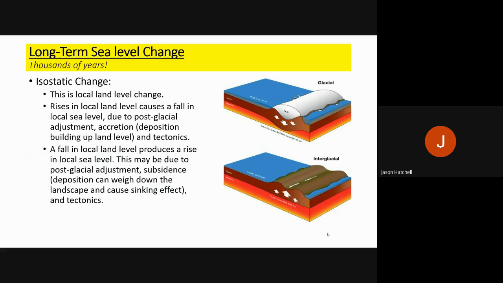A fall in local land level produces a rise in local sea level. So as the land level falls, the sea level rises in relation to that land. And that is the basic idea behind isostatic changes in sea level.